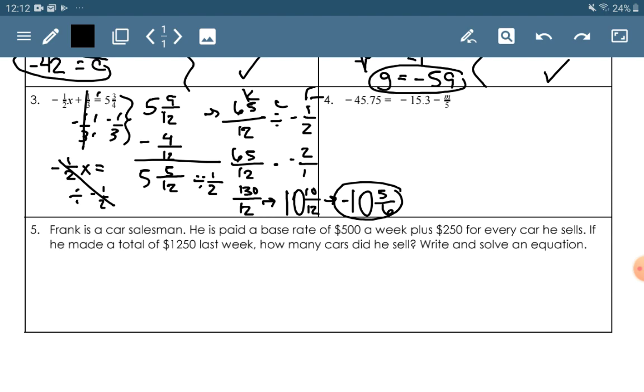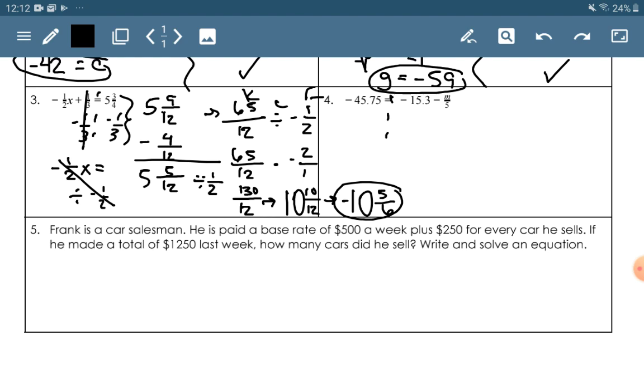Moving on to number 4, we are almost done. Figure out the side that you're going to focus on. The variable's on my right side. Put in your dotted lines if you need it. On the right side, I have a negative 15.3 and an m in a fraction with 5.